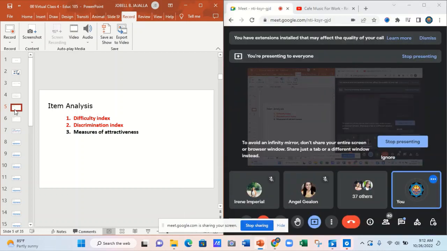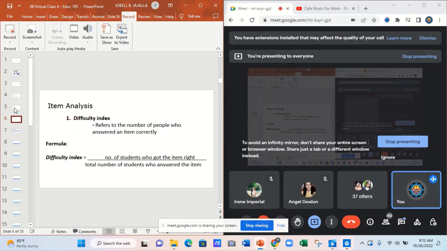Okay. So now, we are on item analysis. The following are difficulty index, discrimination index, and measures of attractiveness. First off, we have difficulty index, and this only refers to the number of people who answered an item correctly. This only refers to the degree of how easy or how difficult the test items are.